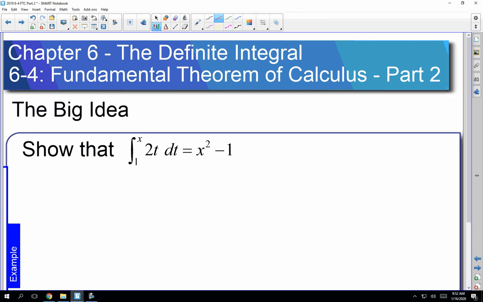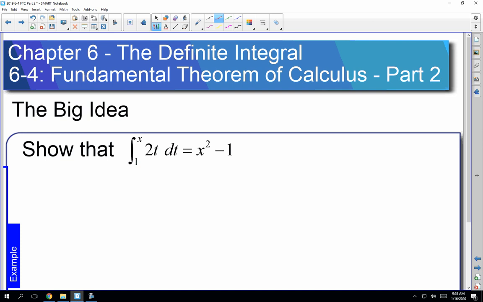This is kind of interesting. At least this is the way I like to think about it. I like to introduce the evaluation part first, and then use the evaluation part to help me understand the antiderivative part, or the part that says that the derivative undoes the integral. Okay. So let's just take this right here.